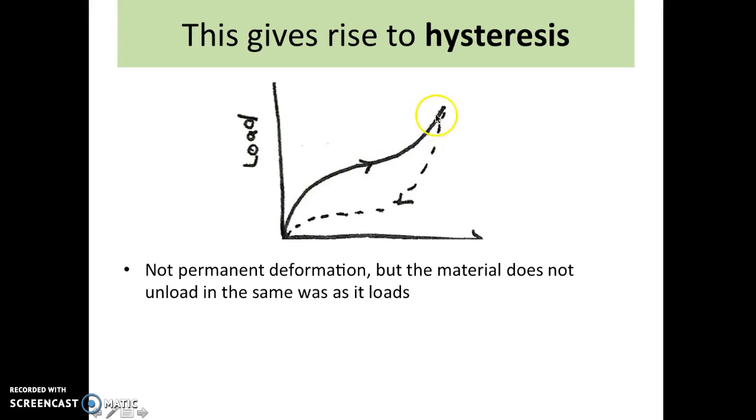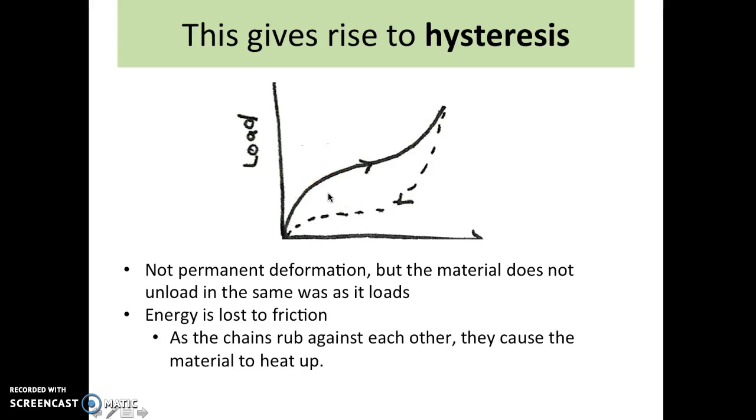However, the material is not unloading in the same way as it was loaded, so I don't get these two lines overlapping, I get a difference in these lines. This is something that we call hysteresis. The reason it happens is that energy is being lost to friction, to those chains rearranging and sliding past each other. So if I were to work out the energy that I get back, it would be the bit underneath this dashed line. The energy in here, inside this what we call a hysteresis loop, is the energy that's lost to friction. And if you stretch a rubber band enough times, you'll notice it heats up. That is literally the friction of the molecules rubbing past each other.